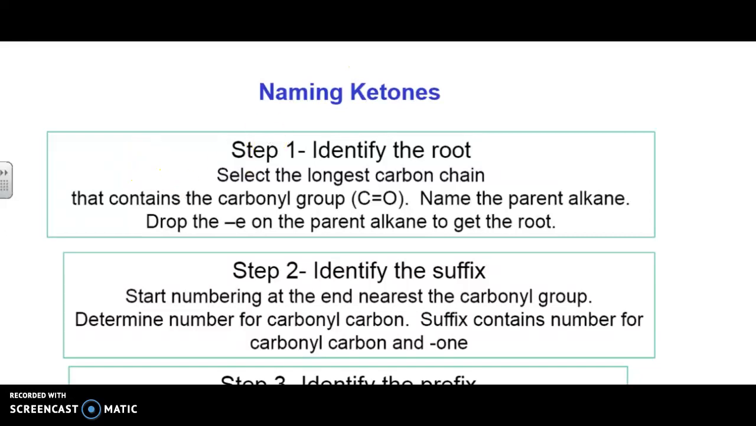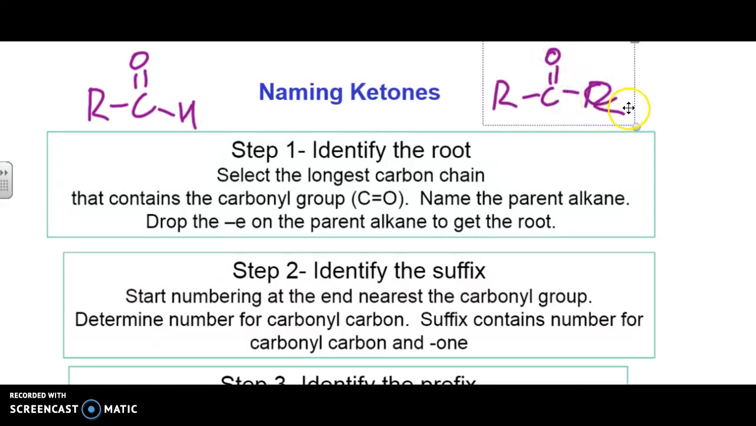So quick reminder, the difference between an aldehyde and a ketone. An aldehyde is always found on the end because you've got a hydrogen here and a double bonded oxygen here. A ketone, on the other hand, is going to be found in the middle of your carbon chain. So these R's here can represent any amount of carbons in either direction.